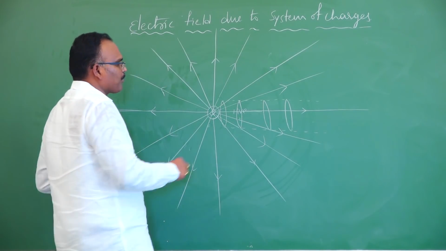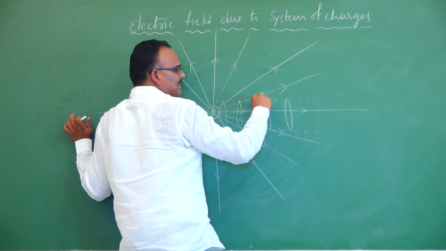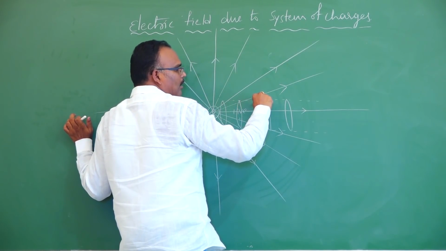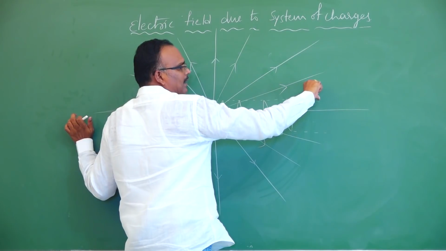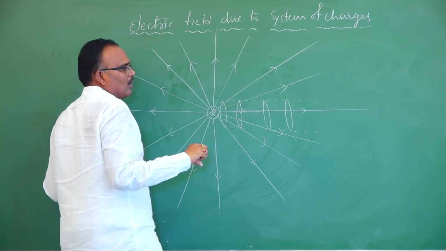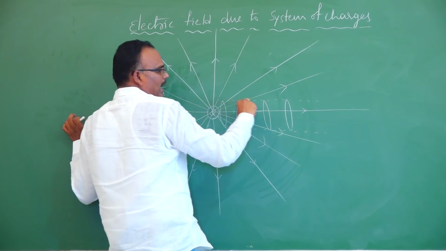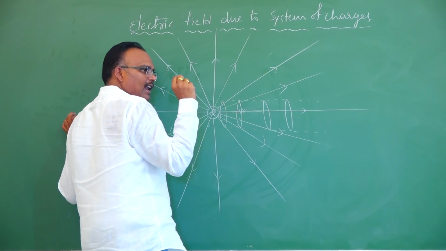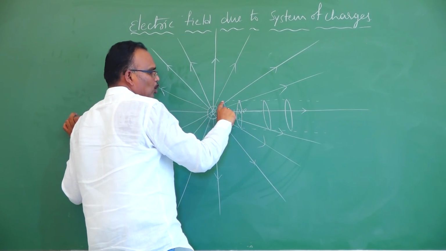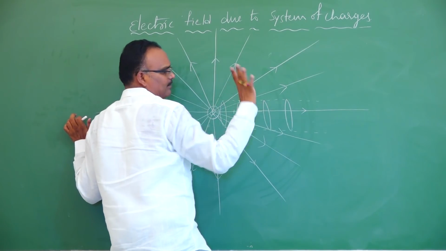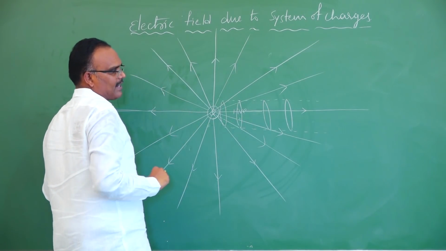And if you see, the electric field lines are moving farther apart. Okay, so that's why field lines number passing through this area is decreasing. This you have to understand.